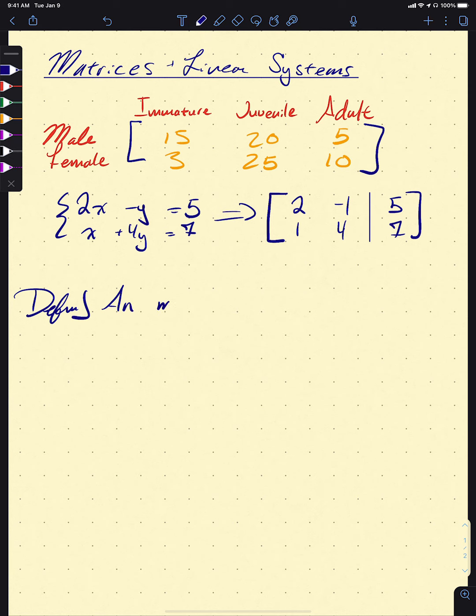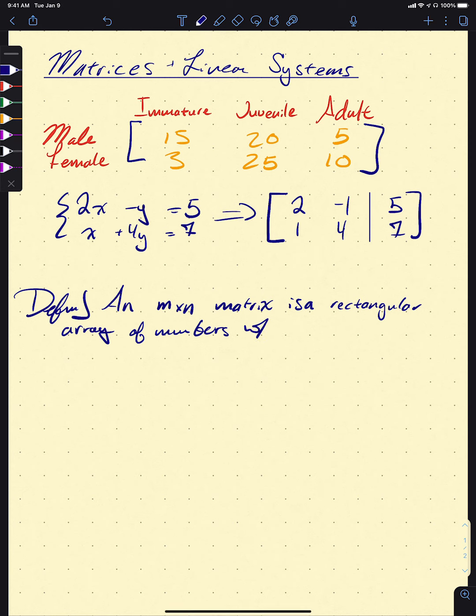So we say an m by n matrix is a rectangular array of numbers. For us, it will be real numbers. And this rectangular array has m rows and n columns. Okay, so your sort of prototype looks like this.